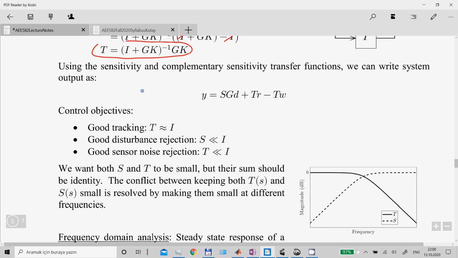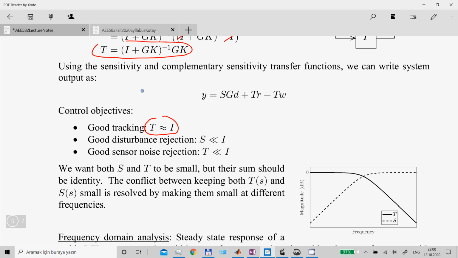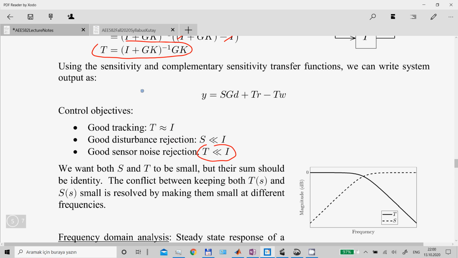Okay, so we actually have some conflicting requirements here, right? On one hand, we want T to be as close as possible to the identity system. On the other hand, we want T to be as small as possible. So if you make it close to identity, you will be achieving your goal for tracking, but that will be against your objective in terms of sensor noise rejection. And for good disturbance rejection, S should also be small. So we want both S and T to be small. However, this is a conflict, because their sum should be identity.